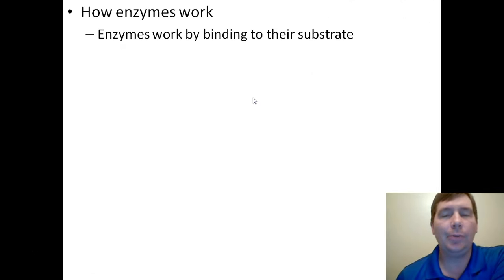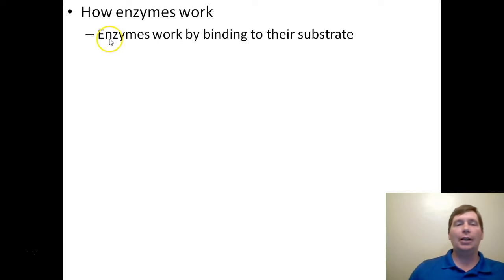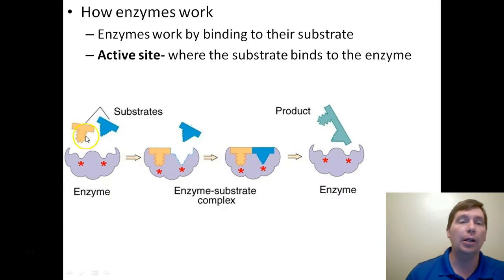So how do enzymes work? How do enzymes do all this magical stuff? Well, the first thing an enzyme needs to do is physically bind to its substrate. The place on the enzyme where the substrate binds is called the active site. So what you're looking at here, these red stars, these represent the active sites of this enzyme. Here are the substrates. They come in and they actually physically bind to the enzyme.